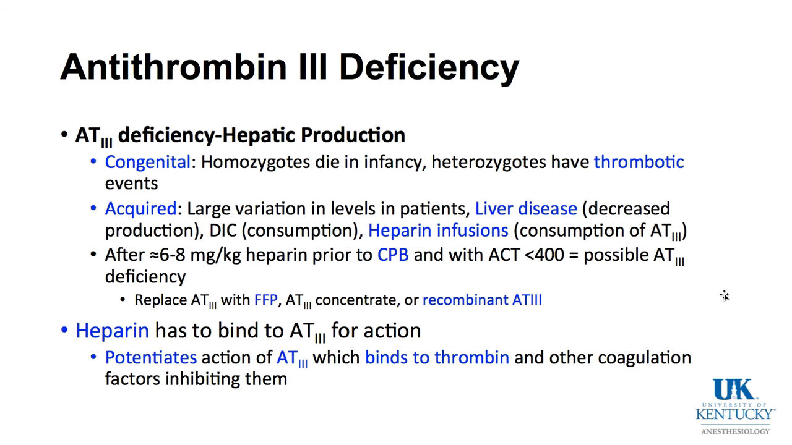And after we've given relatively high doses, somewhere usually between 600 to 800 units per kilogram, or 6 to 8 milligrams per kilogram of heparin, usually we express it in units, 600 to 800 units per kilogram of heparin, and they still have an ACT less than 400, you should really be thinking about antithrombin III deficiency. And you can replace antithrombin III with FFP. There are concentrates, recombinant antithrombin III, that you can use to replace it.